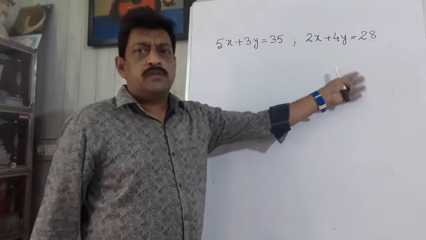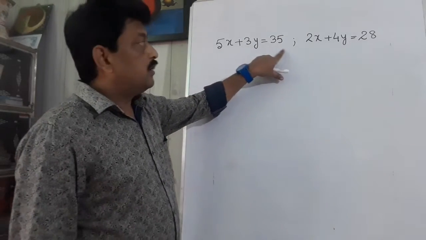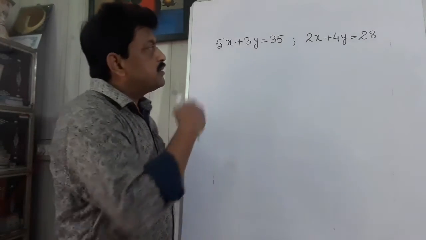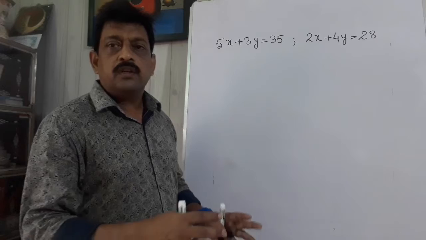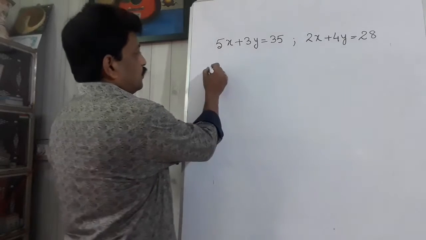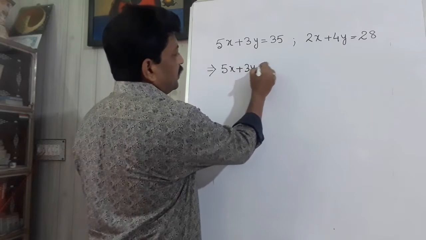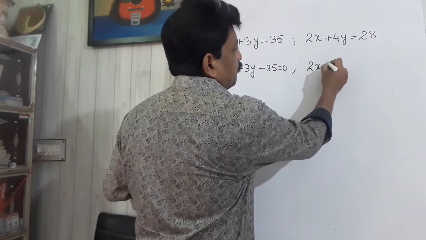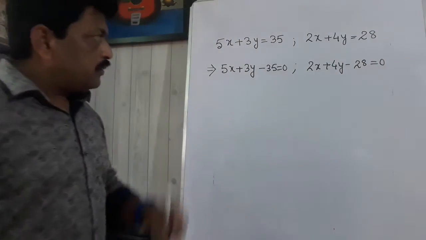So a pair of linear equations is given here: 5x plus 3y equals 35 and 2x plus 4y equals 28. Now as you can see, the given equations are not in the general form. In general form, we make the right hand side 0 and take everything to the left hand side. So first of all, let us write them in general form: 5x plus 3y minus 35 equals 0 and 2x plus 4y minus 28 equals 0. So now it is in the general form.